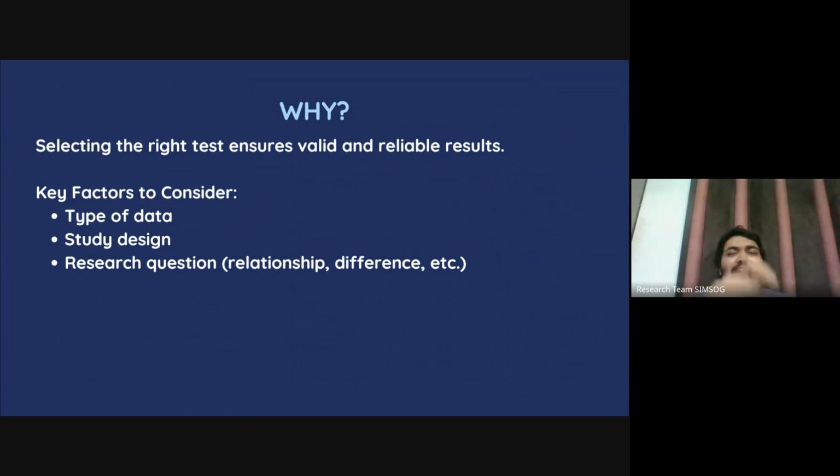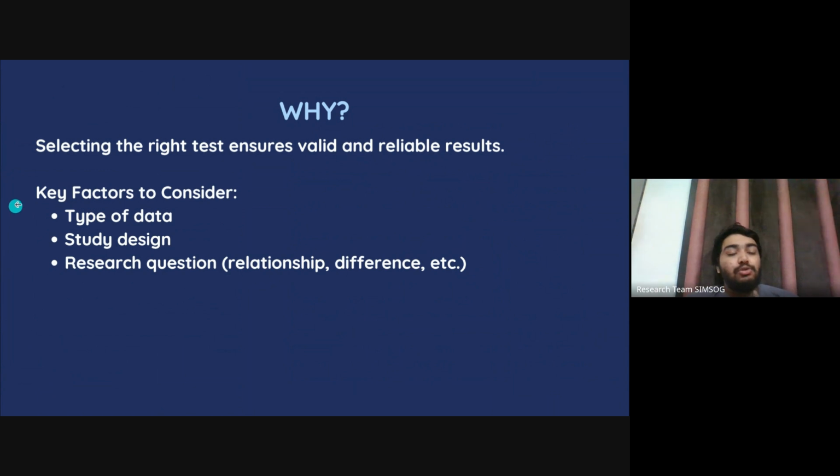Because if you use a chi-square test for finding a relation between age versus quality of oocytes, that is not going to be a proper test. You'll not even get results for this example. So that's why choosing a proper test is important.